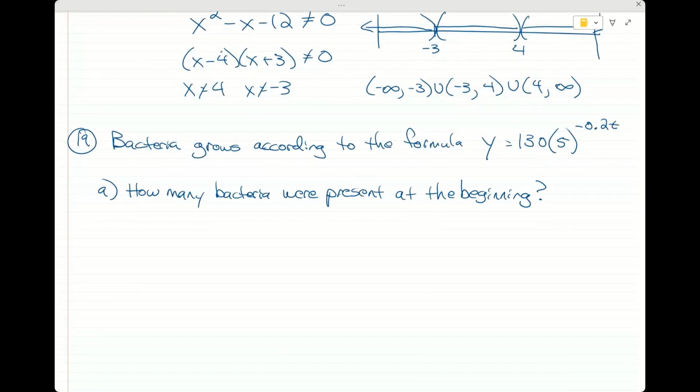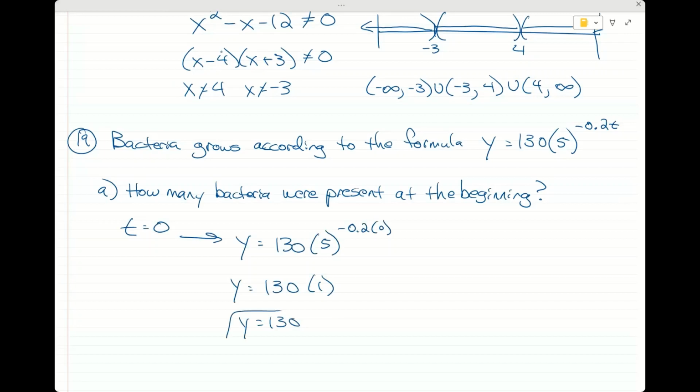Well, in the beginning, what would t equal? 0. So all we have to do is just plug 0 in for time, and we get y is equal to 130 times 5 to the negative 0.2 times 0 power, or 130, anything to the 0 power is 1. So the initial population is 130.